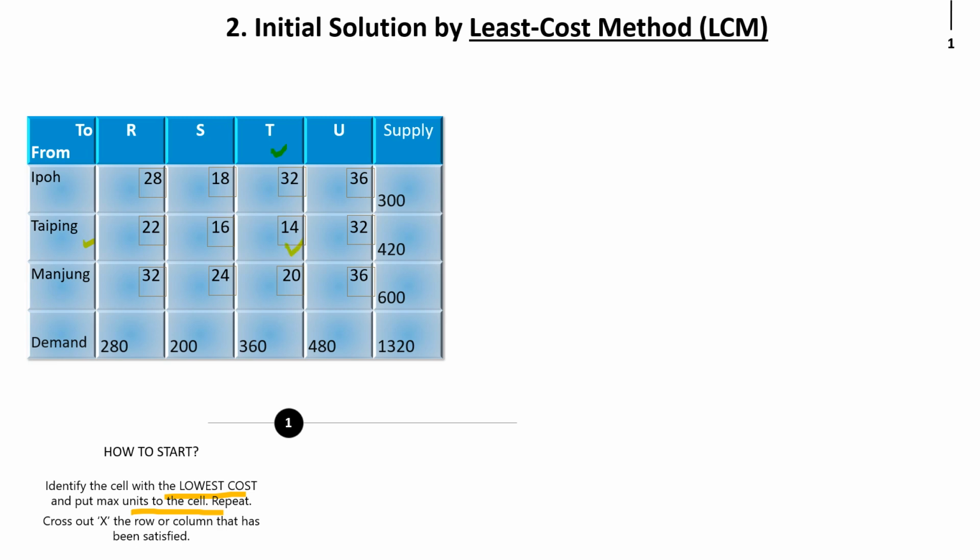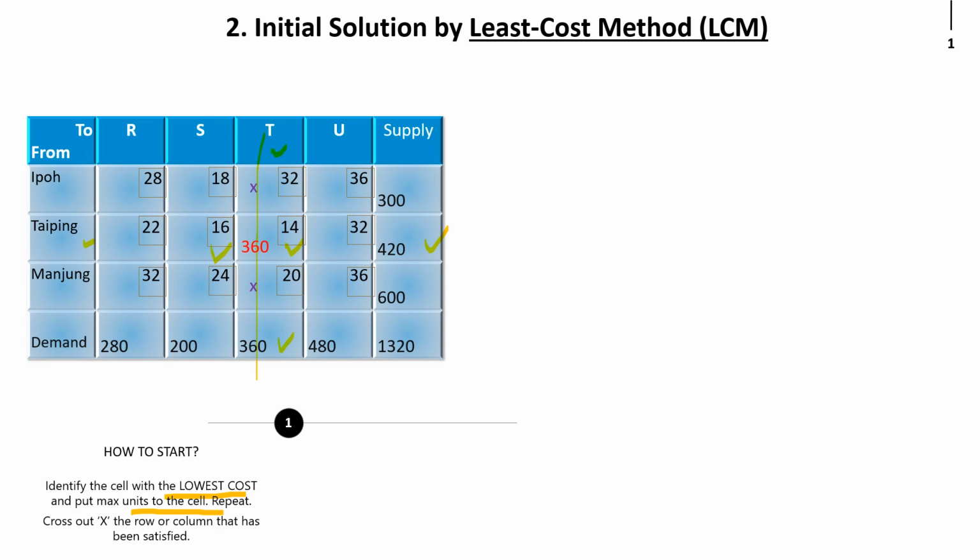Considering that for Taiping, the maximum supply is 420, and for column T, the maximum demand is 360, the available value we can put here is 360. By doing this, column T is satisfied, so we cross out column T. The next lowest cost is 16, from Taiping to destination S.